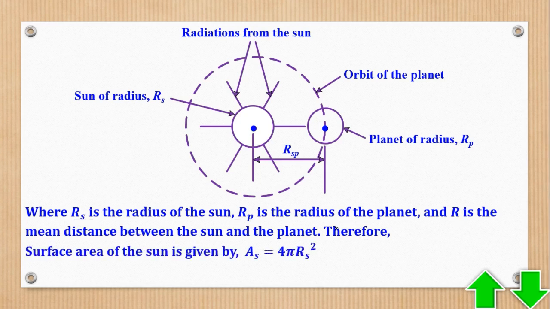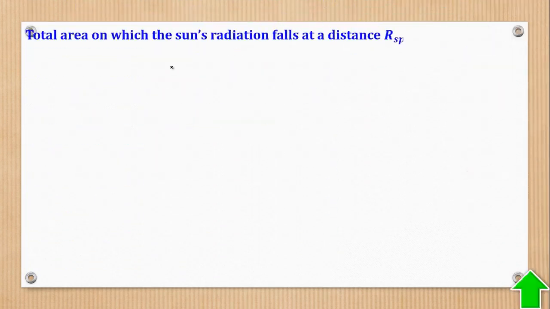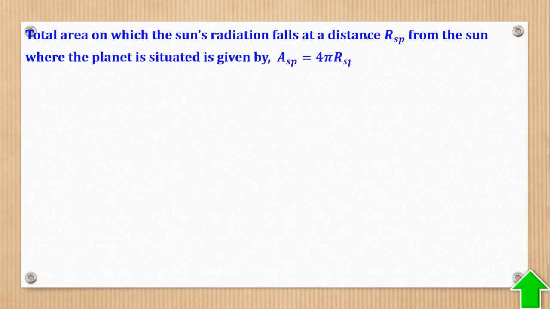So what does that mean? It means that the surface area of the sun is given by 4 pi r squared, where the radius of the sun is Rs. What about that of the planet? It will be 4 pi Rp squared, because the radius of the planet is Rp. Then the total area on which the sun's radiation falls at a distance Rsp from the sun, where the planet is situated, is given by Asp, which is 4 pi Rsp squared.